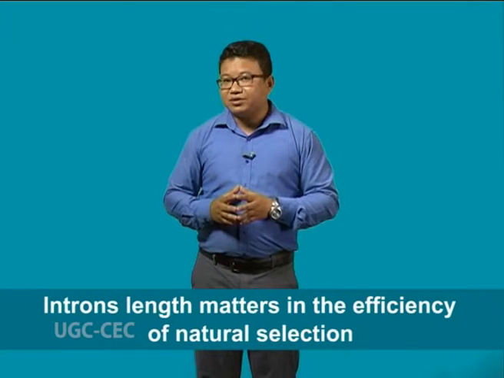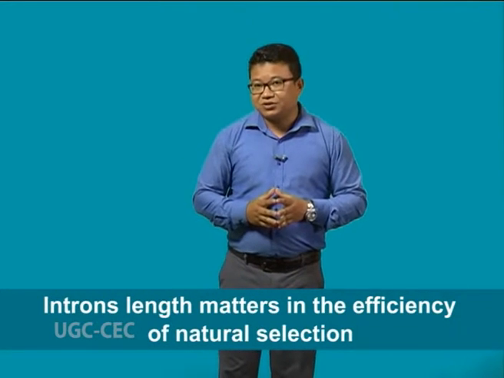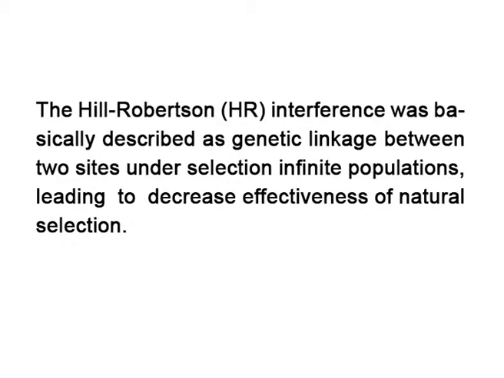In the next role of introns, intron length matters in the efficiency of natural selection. According to Cameron et al., long introns are favored because they increase the efficiency of natural selection by releasing the Hill-Robertson interference. Hill-Robertson interference was basically described as genetic linkage between two sites under selection in a finite population, leading to a decrease in the effectiveness of natural selection.